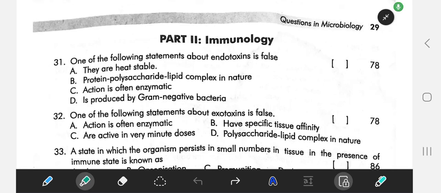Friends, let us study some important MCQ in immunology, which is important for microbiology students as well as medical laboratory science students. Let us begin with question number 31.